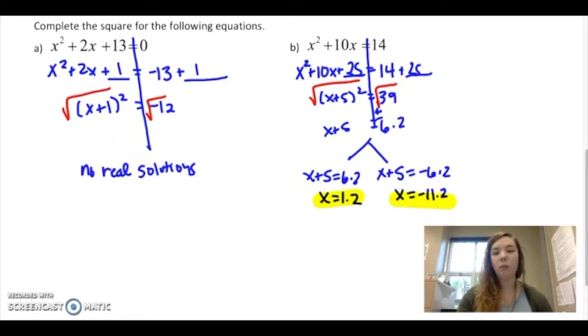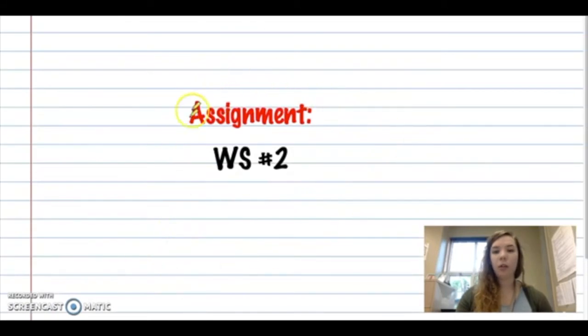Okay, so that's how we complete the square. You learned that last year in algebra, and we'll need it tomorrow to rewrite some circle equations. So we are working on worksheet 2 tonight. We're going to go ahead and finish up our packet tomorrow and then start reviewing for our final.